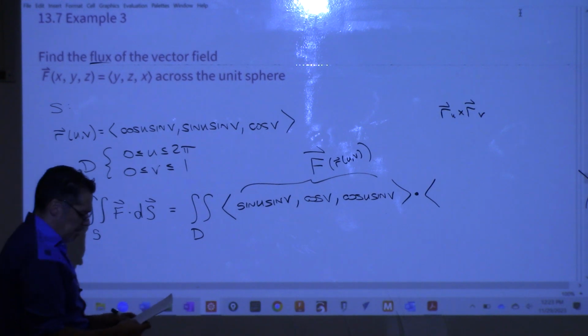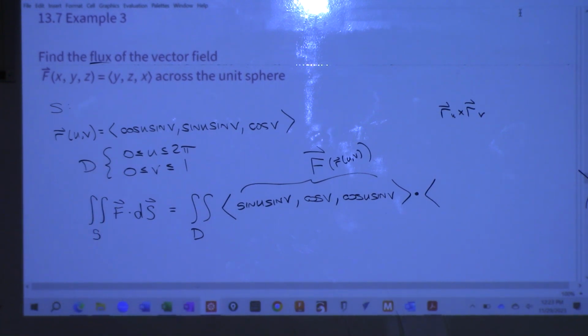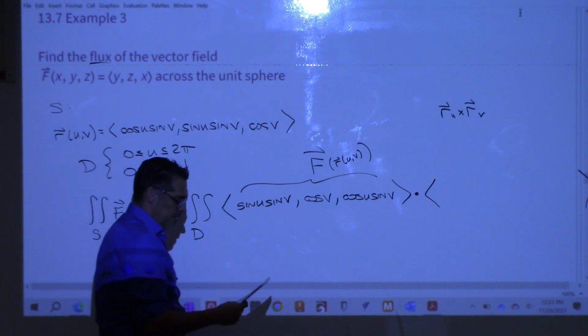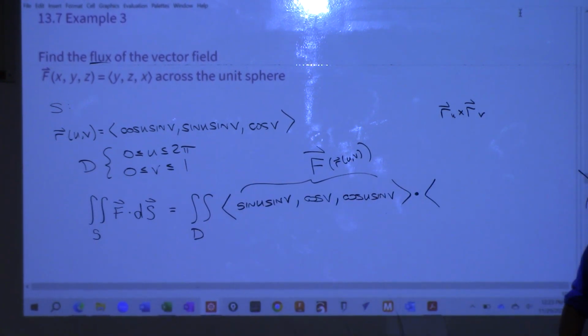Okay, can you tell me what you have? Because I have it right here. Negative cosine u, negative cosine u. Sine squared v, sine squared v. And then negative sine u, sine squared v. And then negative sine v cosine v. Okay, all right, that's right.